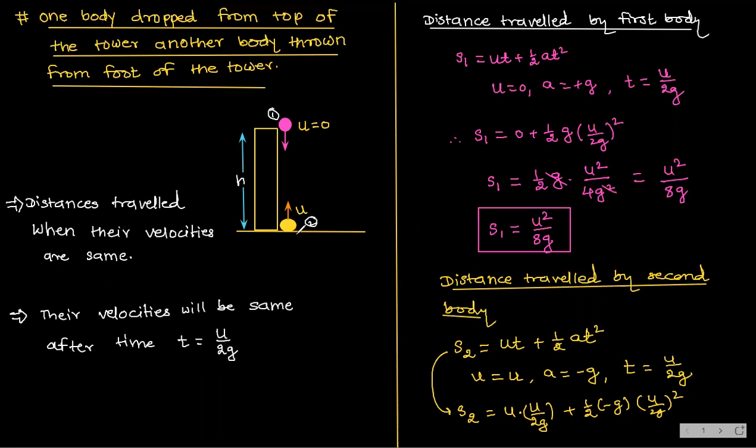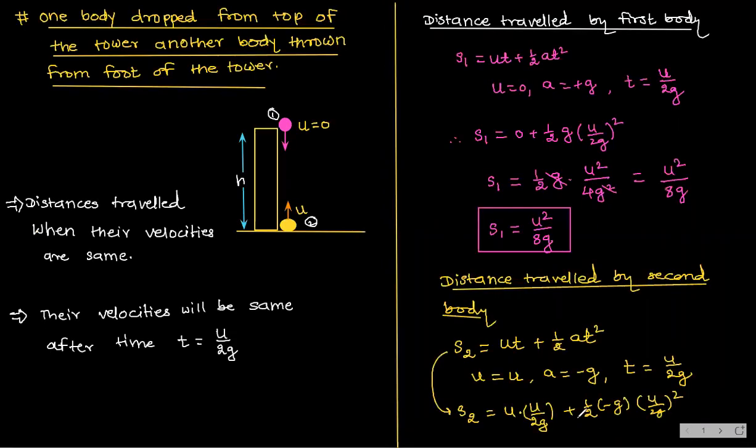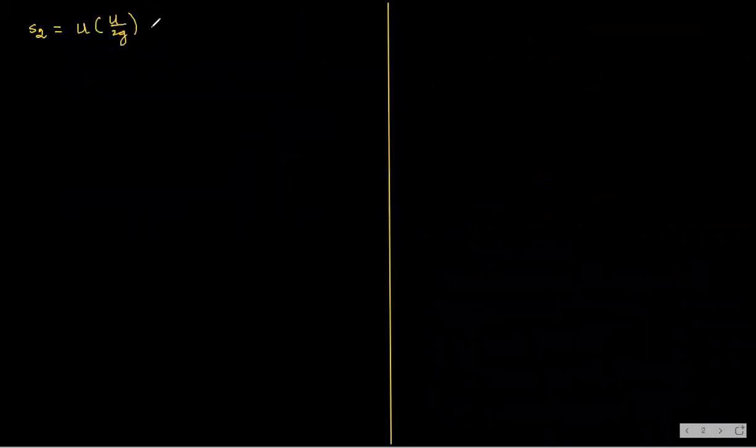You can pause the video and note down. Now let's move to the next page. Now you see, S2 is equal to u into u by 2g, plus this half into minus g into (u by 2g) whole square.